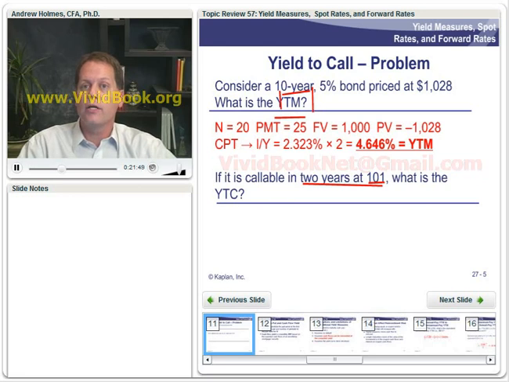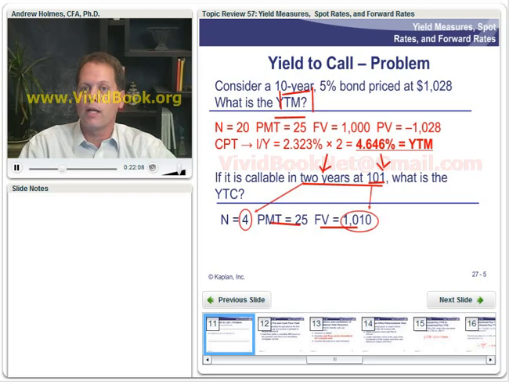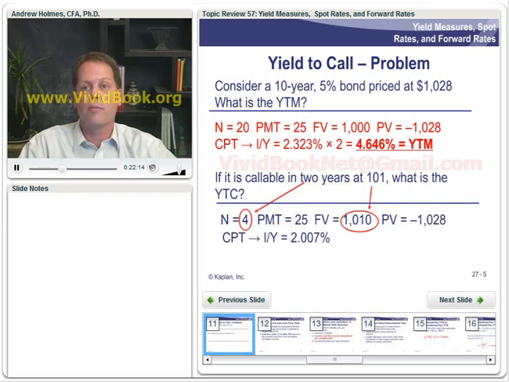So all we're going to do is pretend like the bonds are going to be called in 2 years, and that instead of having a $1,000 face, they're going to have 101% of par, or $1,010. So 2 years, that's 4 semi-annual periods away. Payment doesn't change. The future value now, 1,010. The present value, of course, the market price is what it is. We end up here with a yield of 2.007, but what are we going to do? Remember, we've got to multiply that by 2 to get 4.014. So we have a yield to maturity, we have a yield to call.